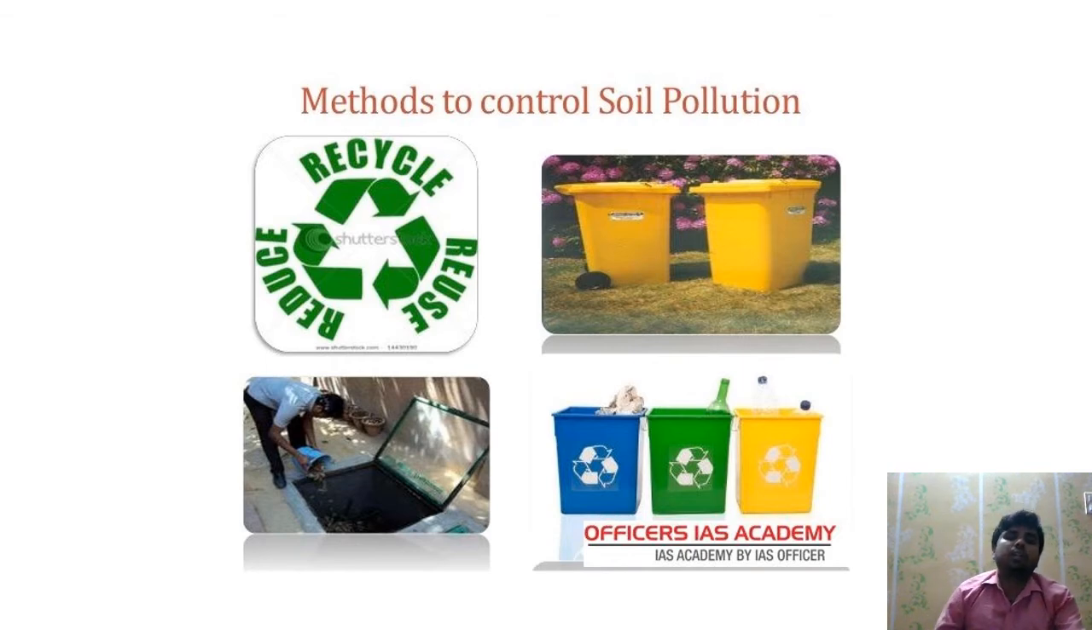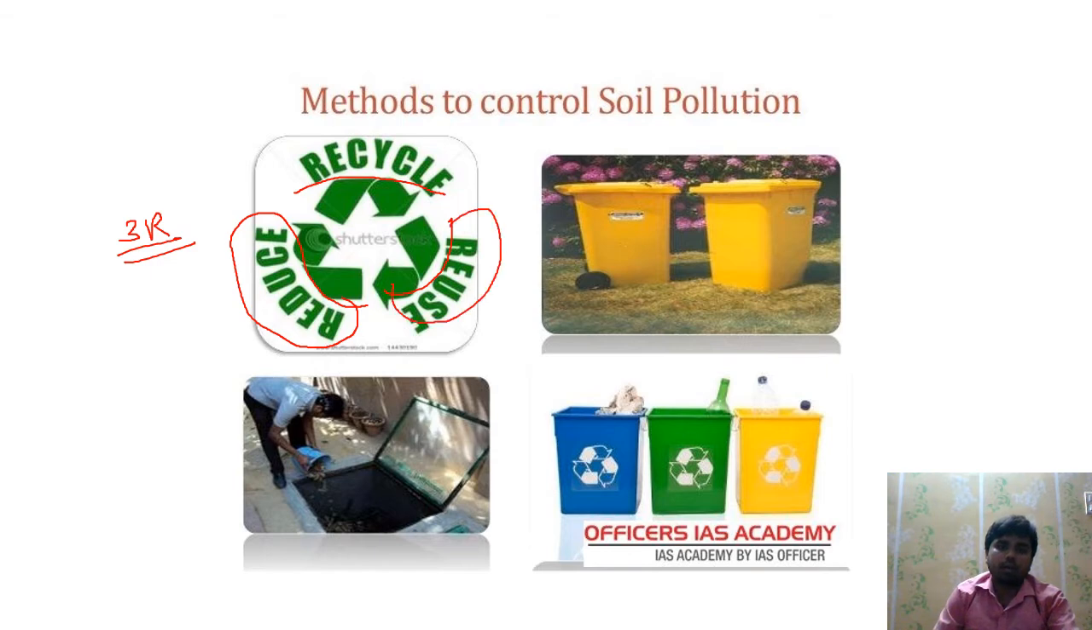So students, the most important method to control soil pollution is the 3 R's, and we are studying right from our childhood that the 3 R's are recycle, reuse and reduce. Recycle means whatever product we are using, if we are going to throw it, think how we can recycle it into a new form. And if it is possible, then we can reuse that product.